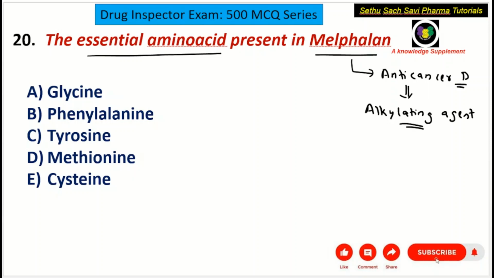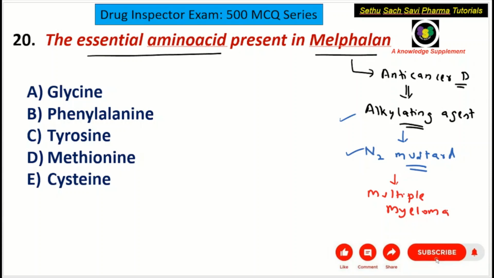What is the chemistry of this compound? Yes, it belongs to a category called nitrogen mustard. The chemistry is that it is a nitrogen mustard. The mechanism is alkylating, it is an anti-cancer drug, and it is mainly given for multiple myeloma. Okay, so these are some of the important points you need to remember regarding Melphalan.